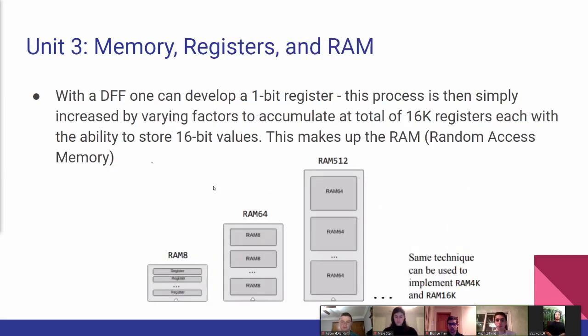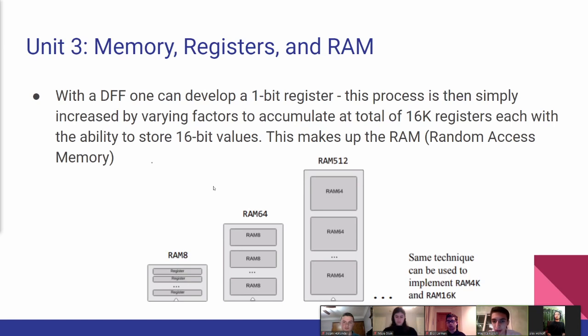So higher levels of memory are first built on registers, and then registers are what make up the RAM, which is also known as the random access memory. So with one DFF, we can move on to develop a 1-bit register, and then this process is simply increased by varying factors until, in our case, we've reached a total of 16K registers, which is what we built for our emulated computer in this course.